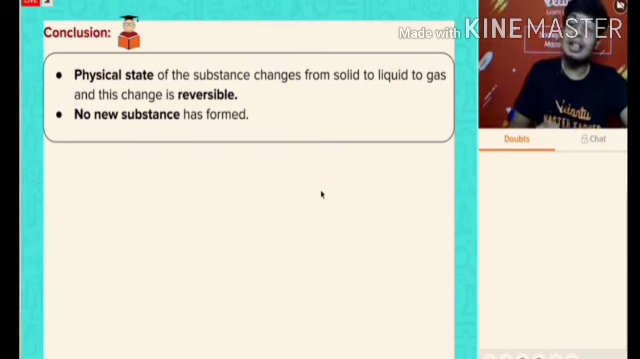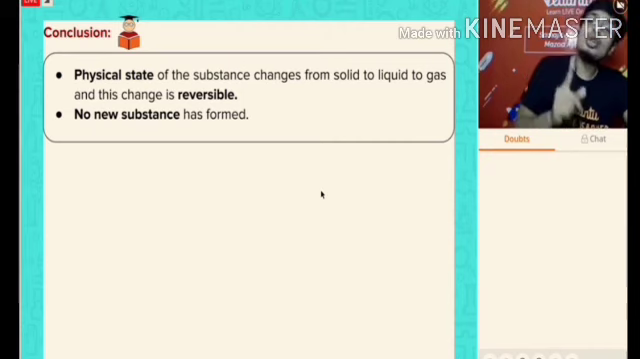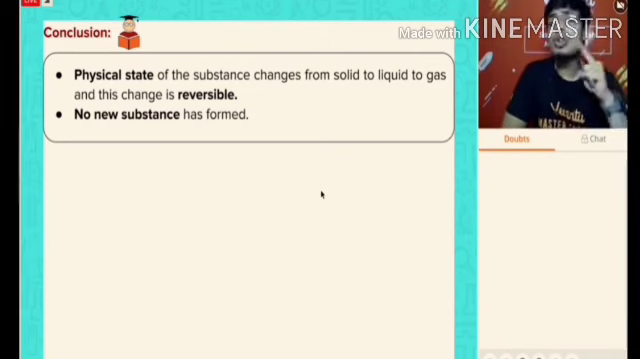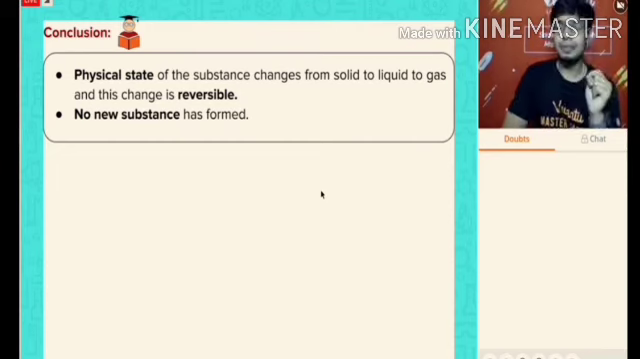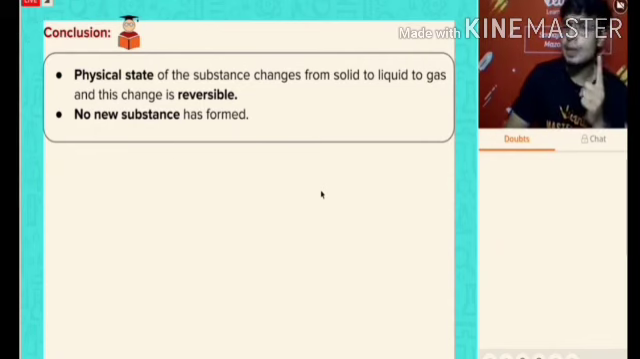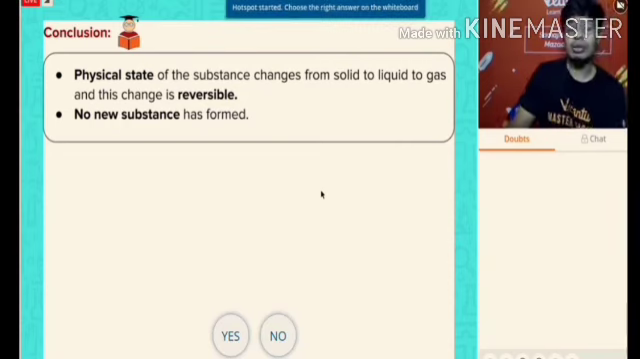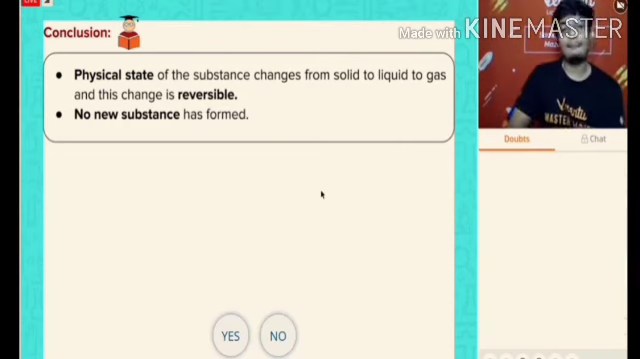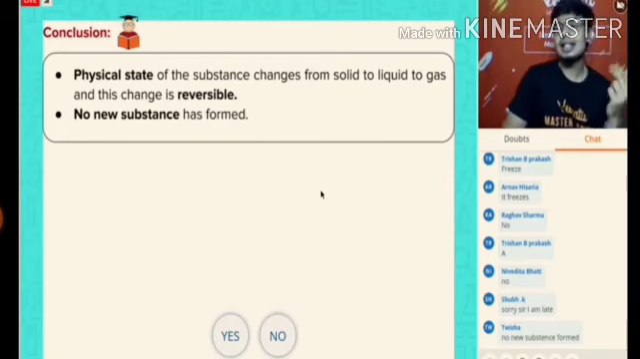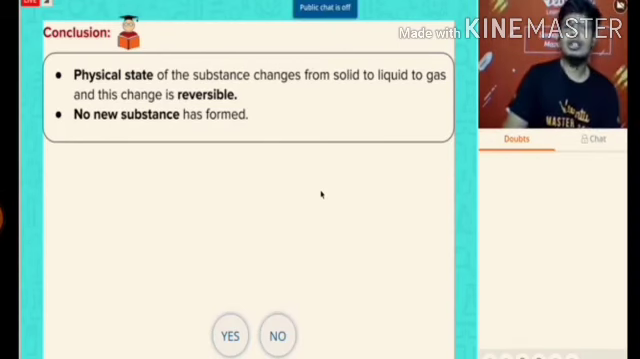In the physical change, guys, no new substance is formed. Whenever a physical change is happening, remember, no new substance is formed. We just saw a change where ice is becoming water and water is becoming back to ice. Did we see any new substance that was formed? So that, my dear friends, is called a physical change. Very simple.